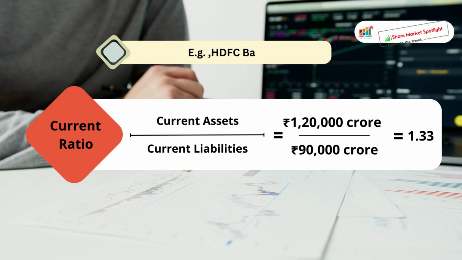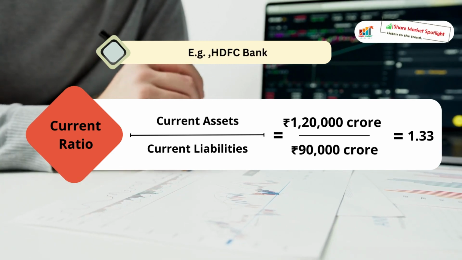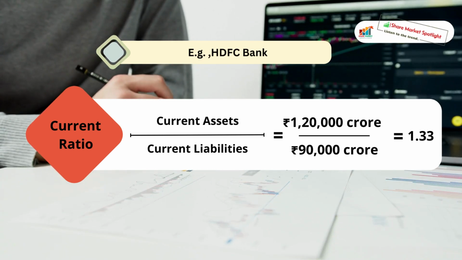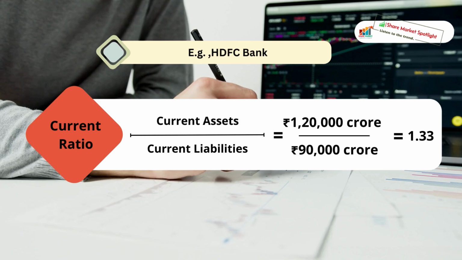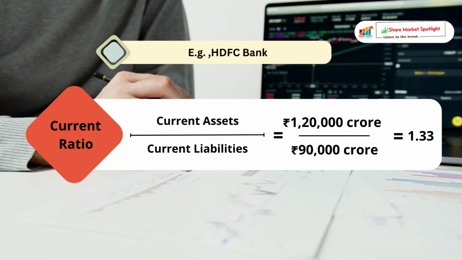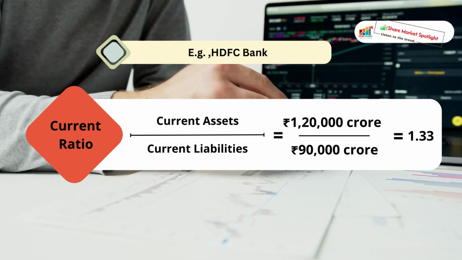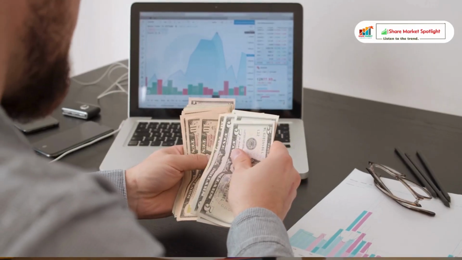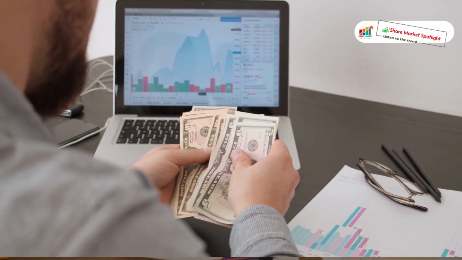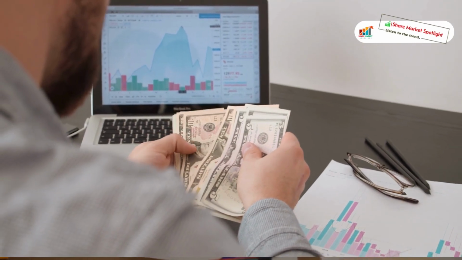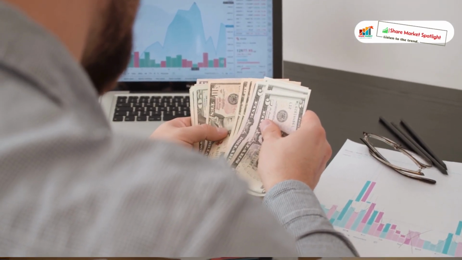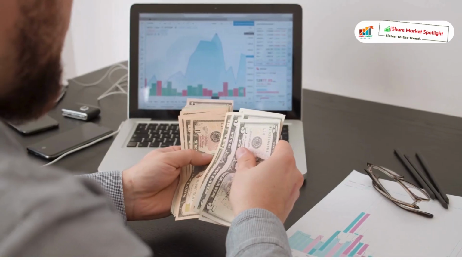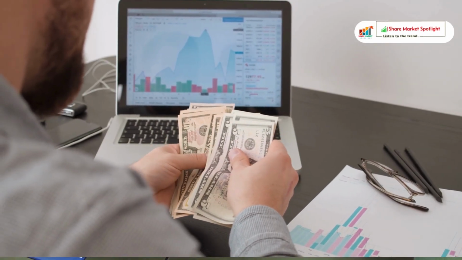Let's take HDFC Bank. Suppose HDFC Bank has current assets of 1,20,000 crore rupees and current liabilities of 90,000 crore rupees. The current ratio would be 1,20,000 upon 90,000 equals 1.33. A current ratio of 1.33 means the bank has 1 rupee and 33 paise in assets for every 1 rupee of liabilities, indicating a healthy ability to meet short-term obligations.